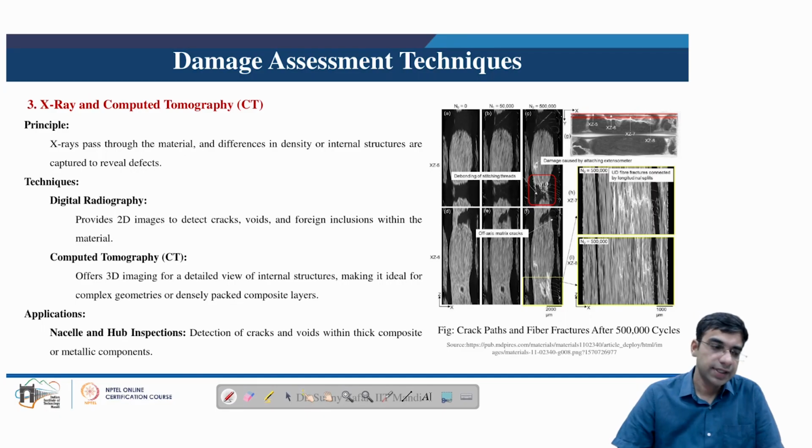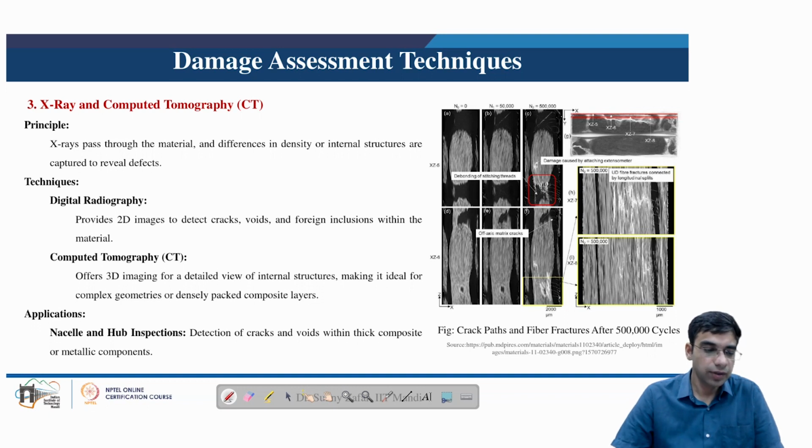The next technique is the use of X-ray and computed tomography, sometimes abbreviated as X-ray micro-CT. X-ray computed tomography relies on the ability of X-rays to pass through the material, and the difference in the density or the internal structure is captured to reveal the defects. The various techniques used under X-ray and computed tomography are digital radiography and computed tomography.